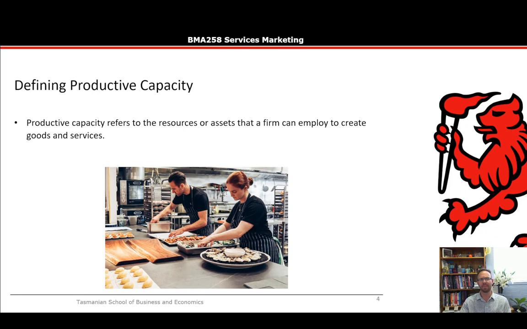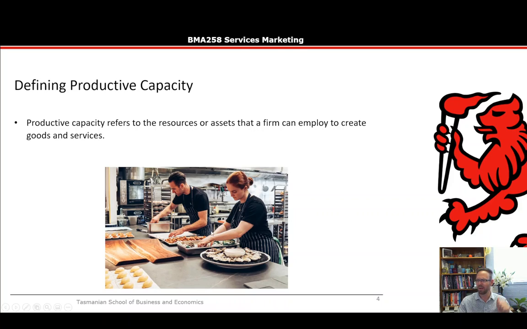So the first thing we've got to think about is how do we actually define productive capacity? This refers to the resources or the assets that a firm can employ to create goods and services. So it's really about how much we are capable of producing in the market. But it's a little bit different within the service context, because for goods we can store, inventorize our capacity, so we can make things and we can store them, but with services we can't. So when we talk about productive capacity within a service context, it means at that point of time in that place. So it's very situation specific.